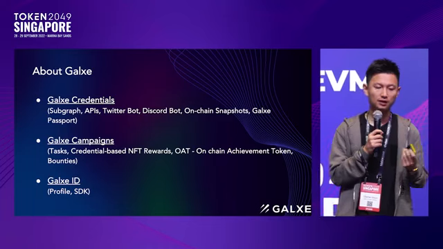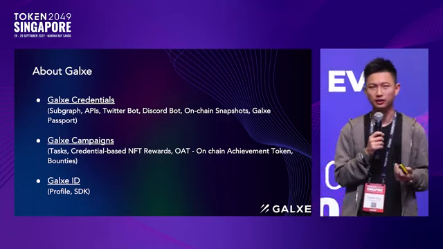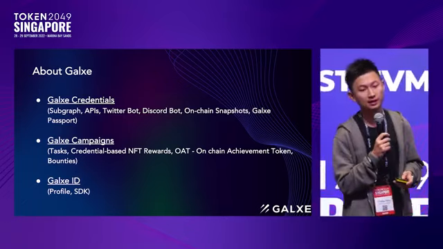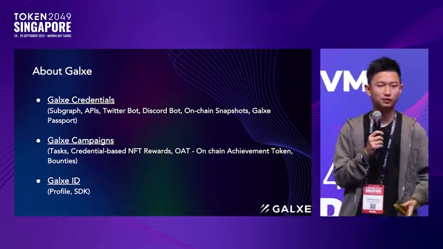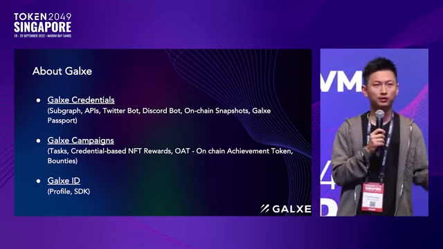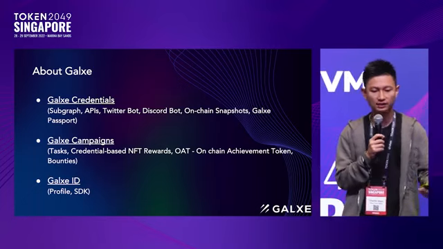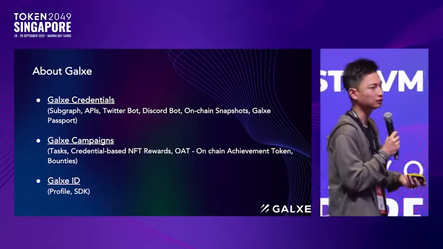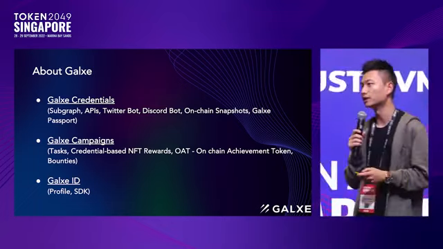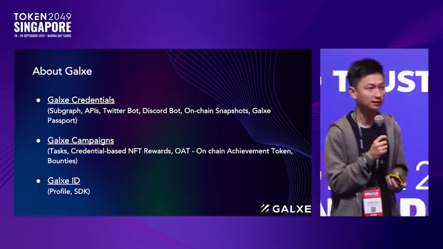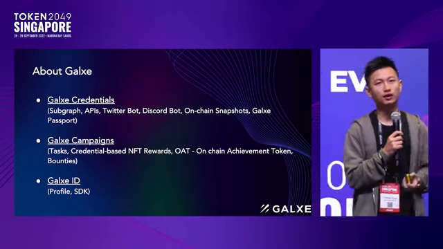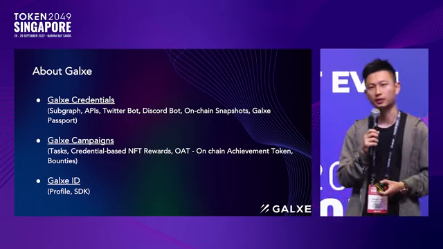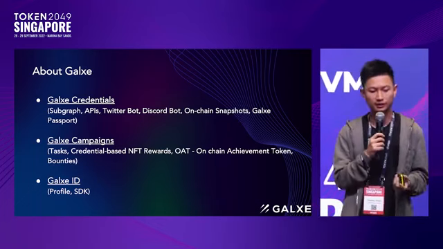So we have a total of 830 organizations, partners, projects. They're using Galxe campaigns based on Galxe credentials. So people use it for on-chain tasks, quests, credential-based NFT rewards. We also have a product called OAT, On-Chain Achievement Token, and they also run bounties based on these credentials. And so far the result was very good. I think a lot of app developers are loving it. It's becoming a number one growth engine in the space.